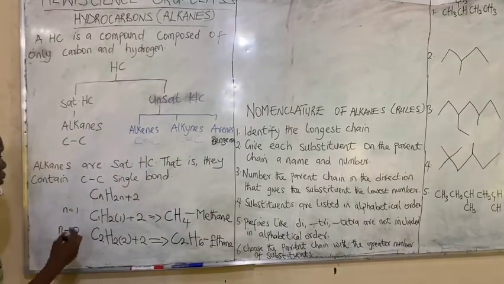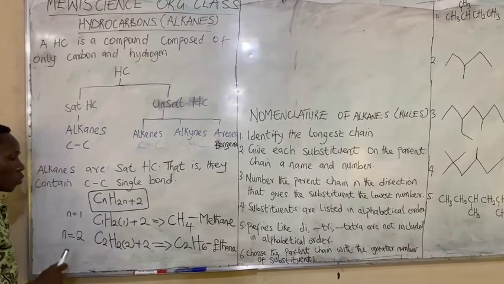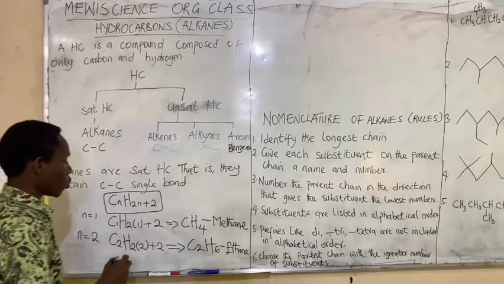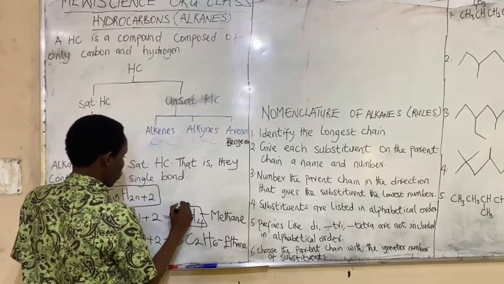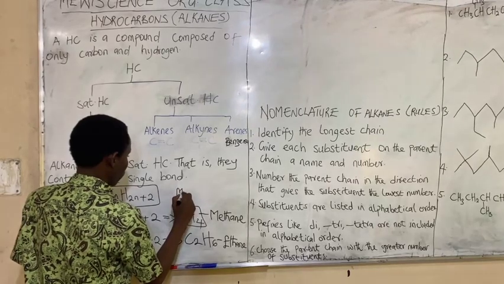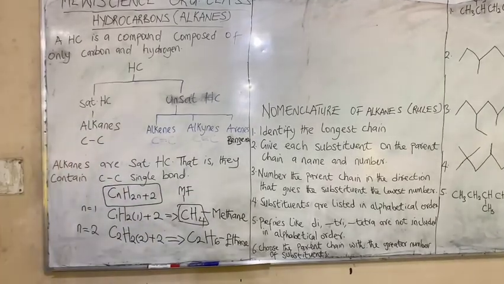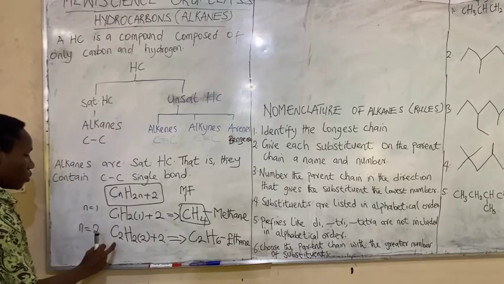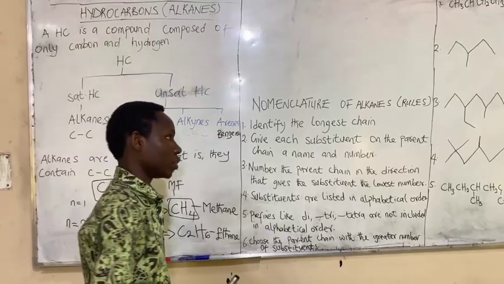So this is the general formula for alkanes. With this formula, you can get all alkanes. We call this the molecular formula, MF. So if n is 3, you can get it, for 3 down to any number you want to find.